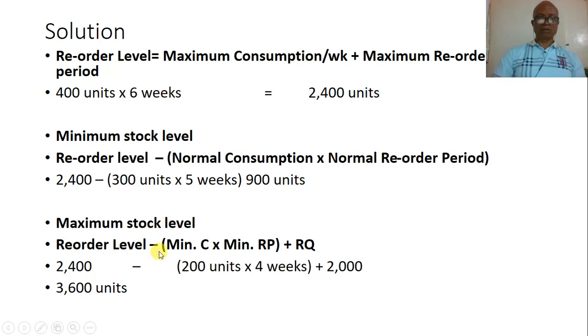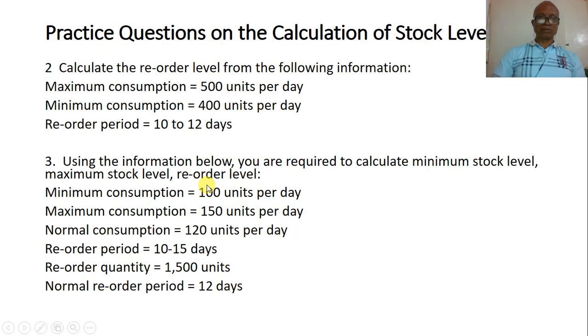Okay, let's look at other questions, just for us to appreciate what we're trying to do. Practice question: calculation of stock level. Number two, calculate the reorder level from the following information. The formula is also simple, where we have been given maximum consumption, minimum consumption, and then we also have a reorder period, 10 to 12.